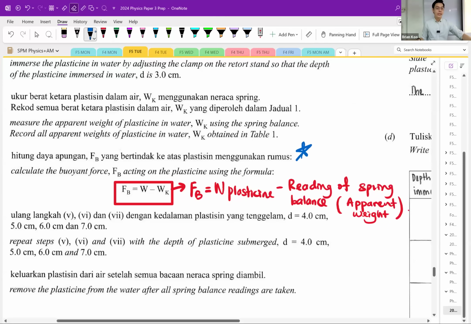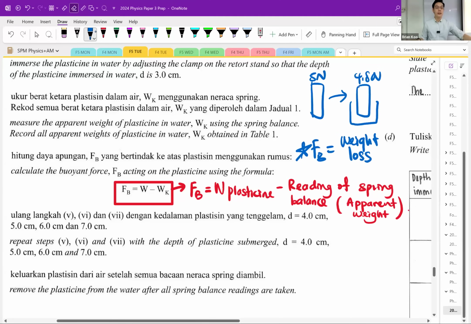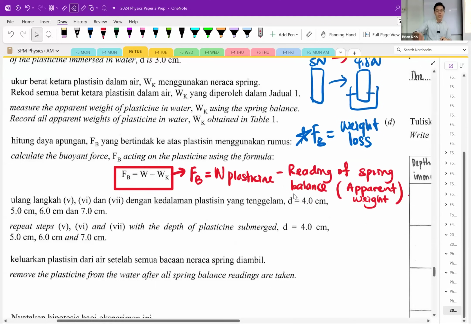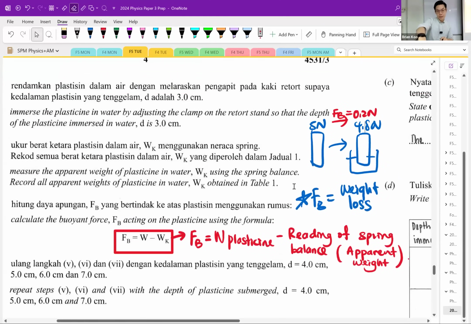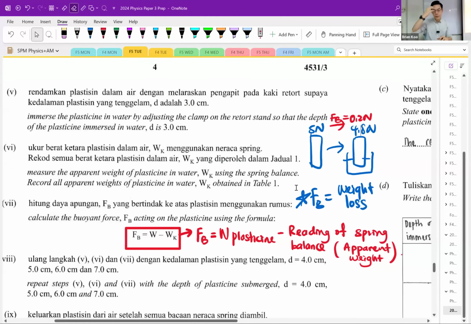Basically, buoyant force is how much weight is lost. At first, the plasticine is, let's say, 5 Newton. You submerge it in water, it becomes 4.8 Newton already. The weight loss, FB, is 0.2. Understand? So for this kind of question, the reading is from the spring balance. I don't think you will get a spring balance, but it's good to know more, to read.